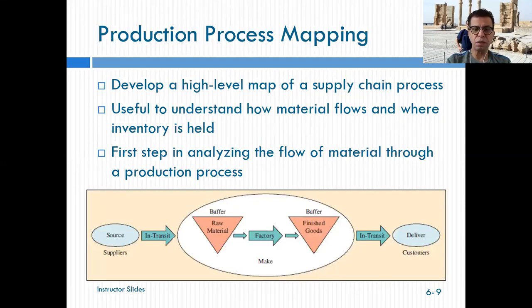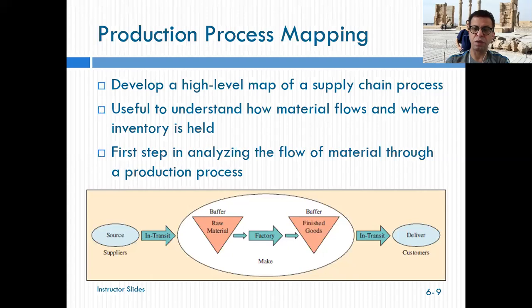Now, this is the production process mapping, and it depends on what you have. Develop a high level map for your supply chain process. So you need to look at your supply and how the supply is happening in order to understand when you're going to get the product and how you minimize risk. We also talked in chapters 3 and 4 about how we mitigate the risk of the supplier not supplying you. So you need to develop a high level map of the supply chain process and how it happens from outside to inside the corporation to the final good.